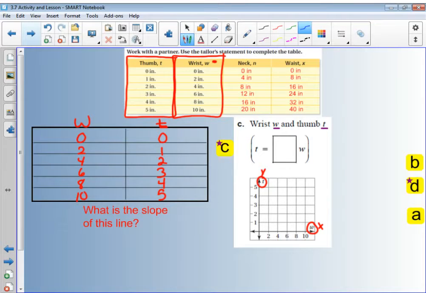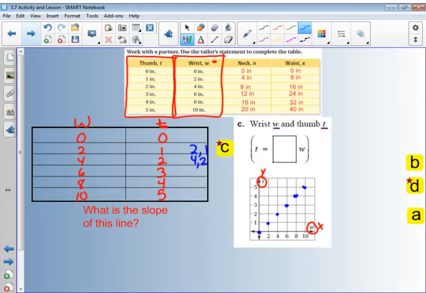Okay, so we're going to go ahead and plot that data. So 0, 0 is over to 0, up to 0. There's our dot. 2, 1, so over to 2, up to 1. 4, 2, over to 4, up to 2. And then over to 6, up to 3. Over to 8, up to 4. And you see the pattern, over to 10, up to 5. So there's our direct variation. Once again, we have a straight line that cuts through 0, 0.